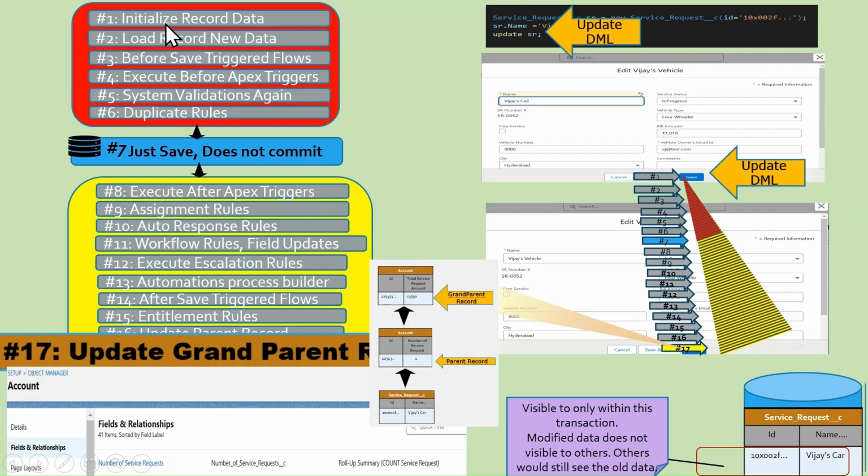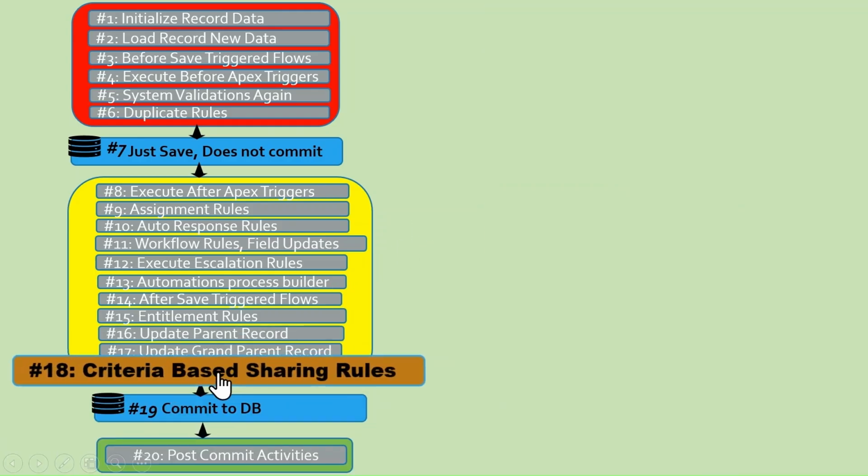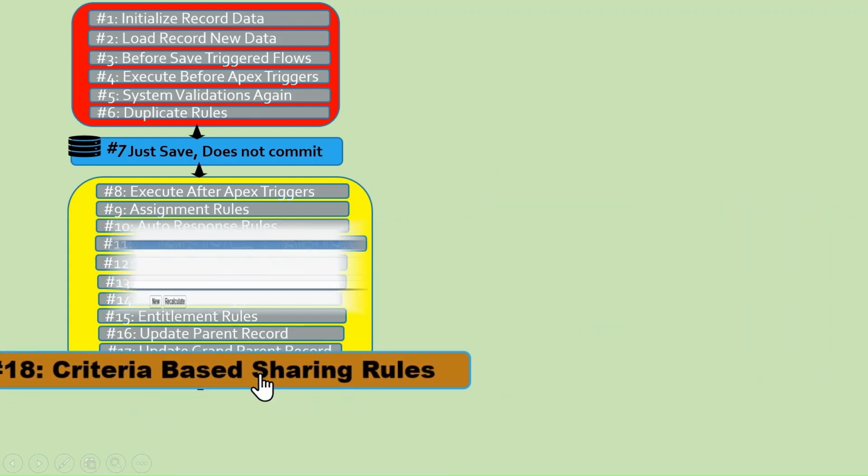After completion of that order of execution from step 1 to step 20 on the grandparent record under the same transaction, it comes back to the step number 17, and then it moves to the next step, that is step number 18, to execute the criteria based sharing rules.